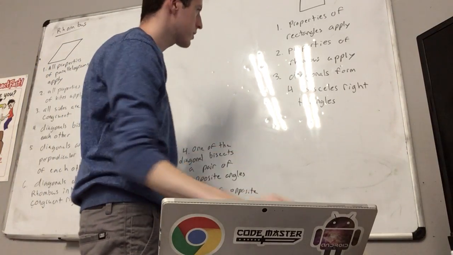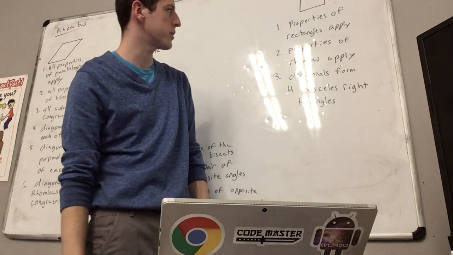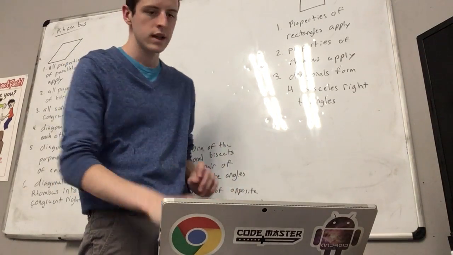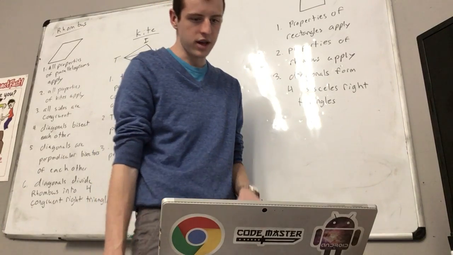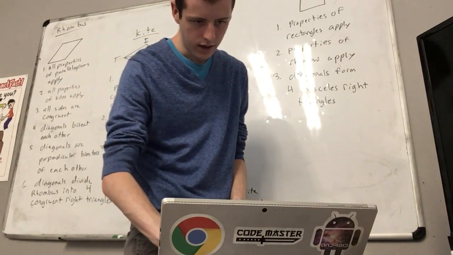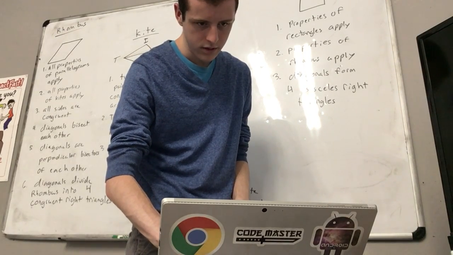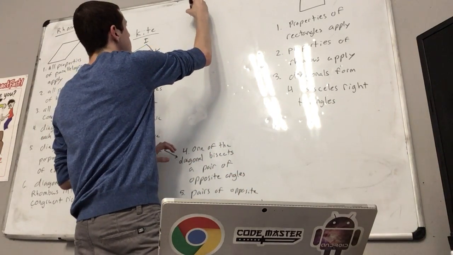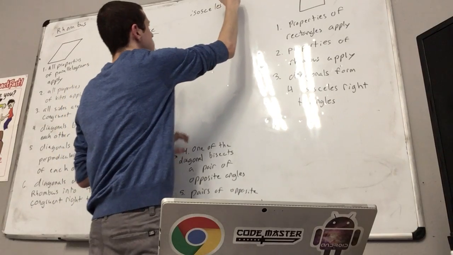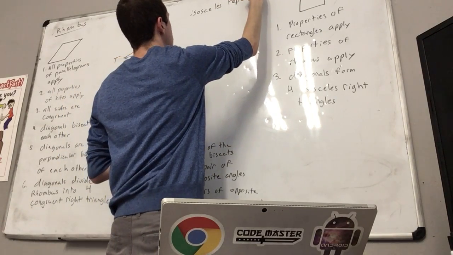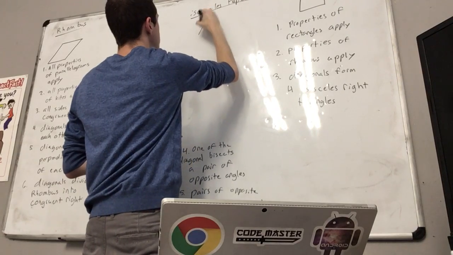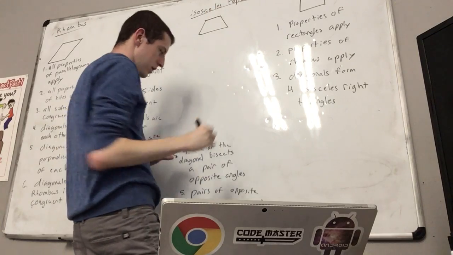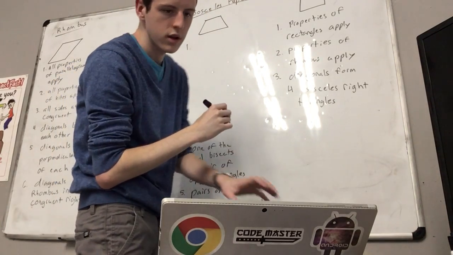Okay, properties of square, really quick. Properties of rectangles apply. Properties of rhombuses apply. And then diagonals form 4 congruent isosceles right triangles. And then let's do isosceles trapezoids. I'm rewriting.